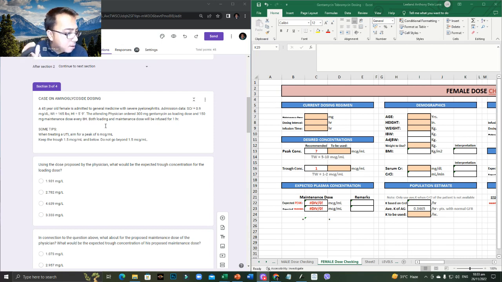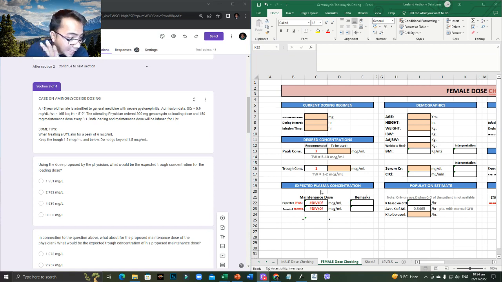So, tips in dosing this one. For this specific case, we aim for a peak of 6 micrograms per mL and keep the trough concentration at 1.5 micrograms per mL and below. As much as possible, we don't want the trough concentrations to go beyond 1.5. So the question here, class, is: using the dose proposed by the physician, what would be the expected trough concentration of the loading dose?